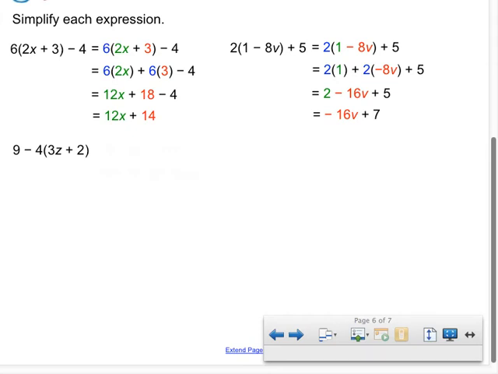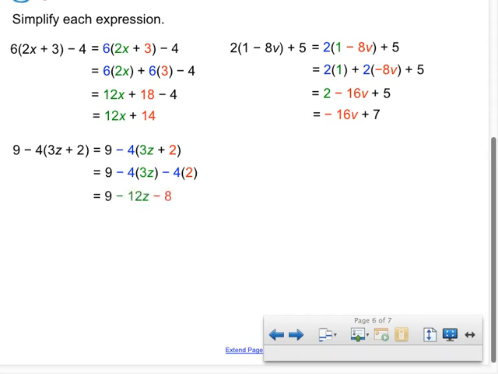Walk me through this. So it's negative 4 times 3z, which is negative 12z. Okay, so I'm multiplying the negative 4. I'm distributing that. And you're saying that's going to be a negative 12. And then what about negative 4 and positive 2? So that's going to be negative 8. Okay, so do you guys see how we got to this point?